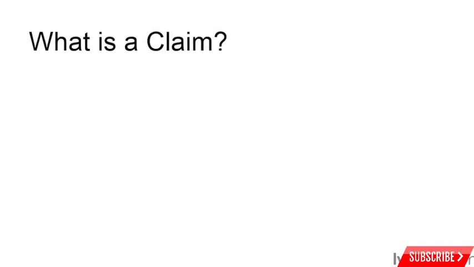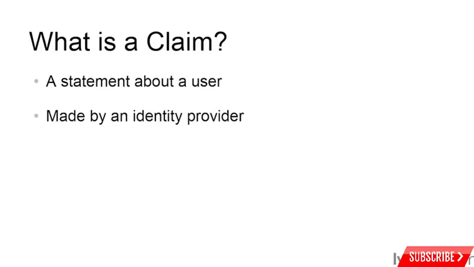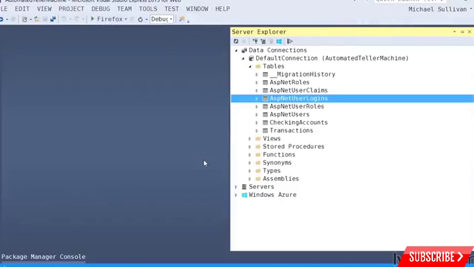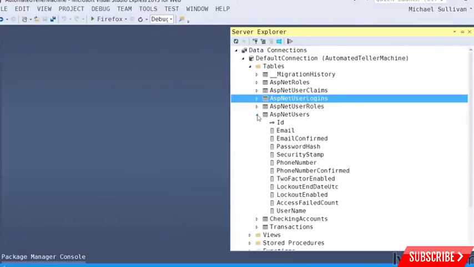It's said that the ASP.NET identity system is claims-based or claims-aware. A claim is just a statement that is made about a user by an identity provider. The value of an email address or a username or role assignments can all be thought of as claims. One slightly confusing point is that those three things I just mentioned are stored in the ASP.NET users table and the ASP.NET user roles table.